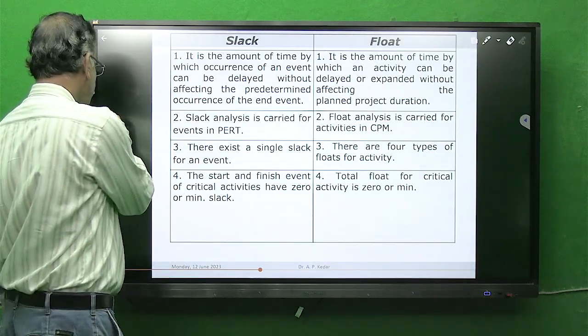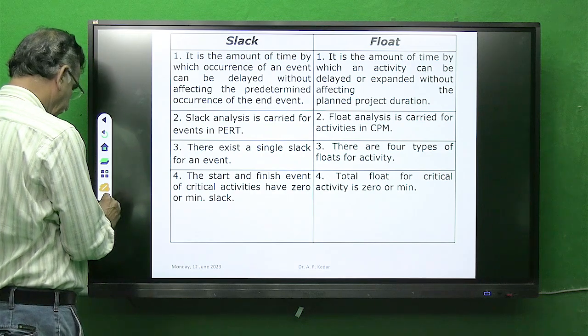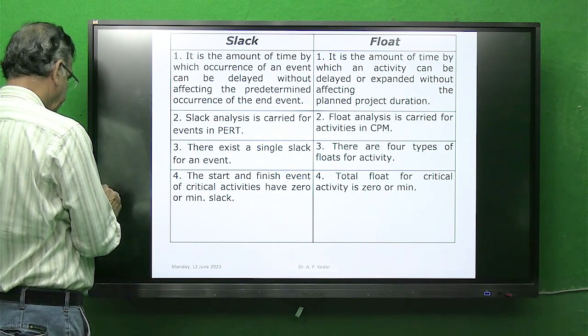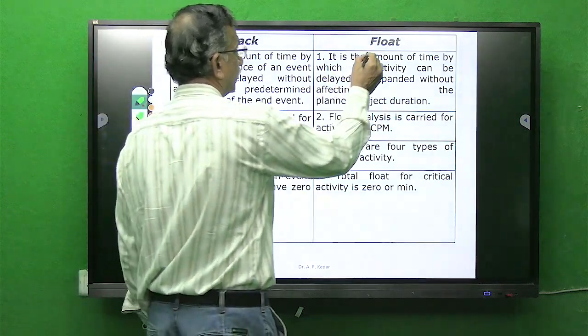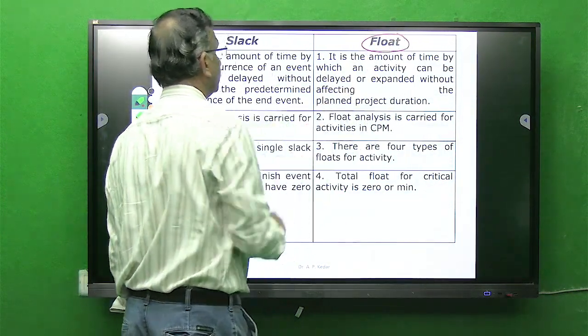Now moving to the other part, and that is critical path method, CPM. In CPM we come across floats.